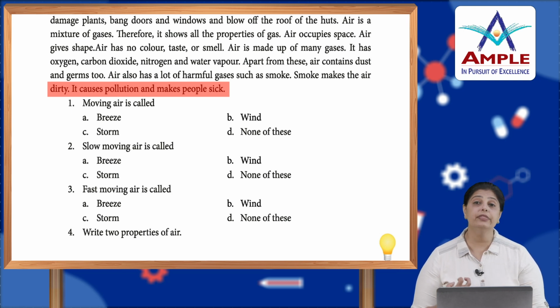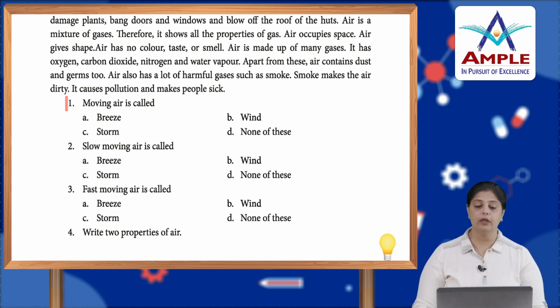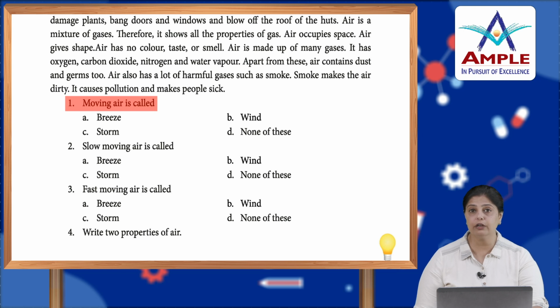Okay, and when the air is mixed with smoke and other type of gases, it causes air pollution, which is harmful for our health, for the health of the living beings. Okay, now moving air is called breeze, wind, storm, or none of these? It is called wind. Slow moving air is called breeze, wind, storm, or none of these? It is breeze. Fast moving air is called breeze, wind, storm, or none of these? It is known as storm.